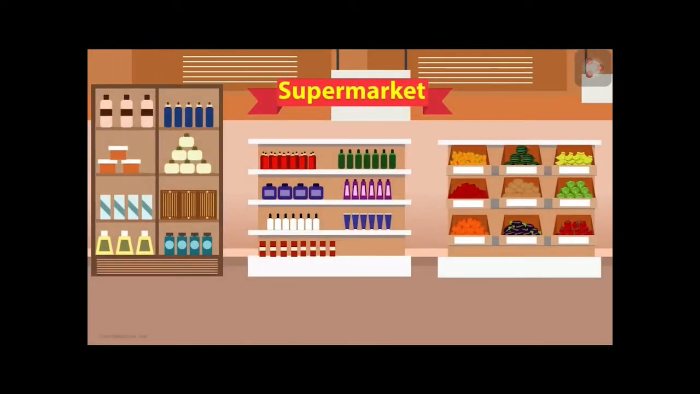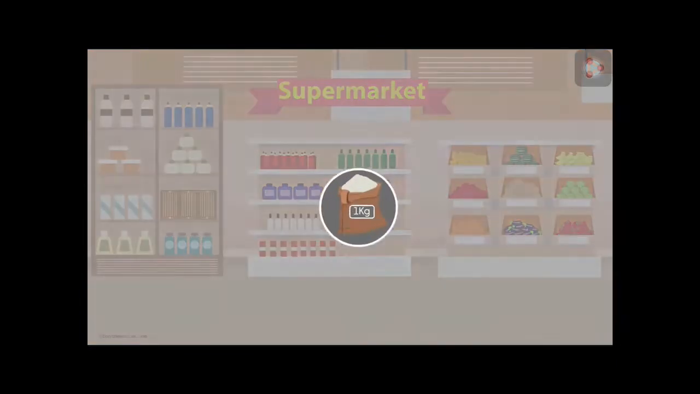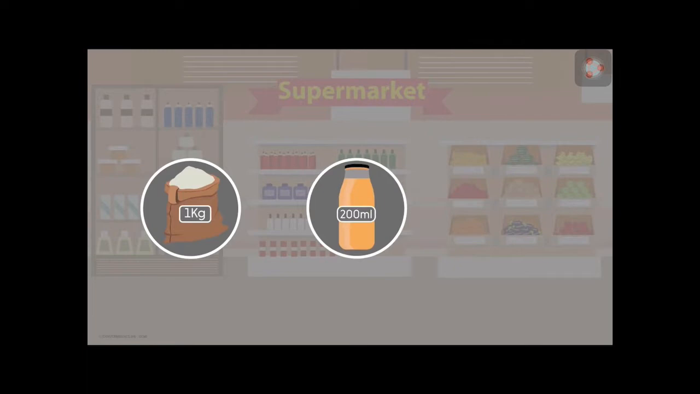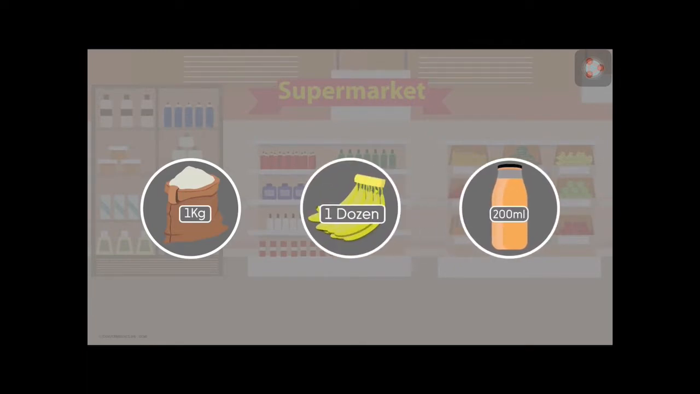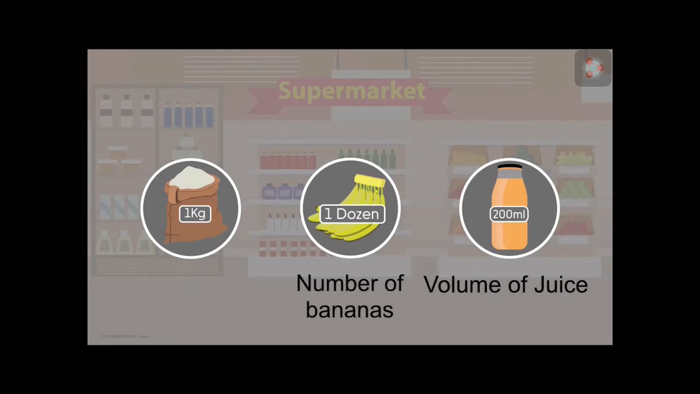Hey everyone! So imagine we are at a supermarket. We're going to be encountering multiple various quantities over there. For example, 1 kilogram of flour, 200 milliliters of some juice, and perhaps a dozen bananas. We are measuring these quantities in various units. For instance, mass of flour, volume of the juice, and number for bananas.